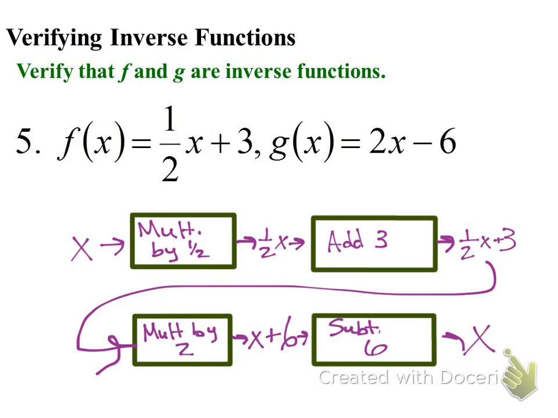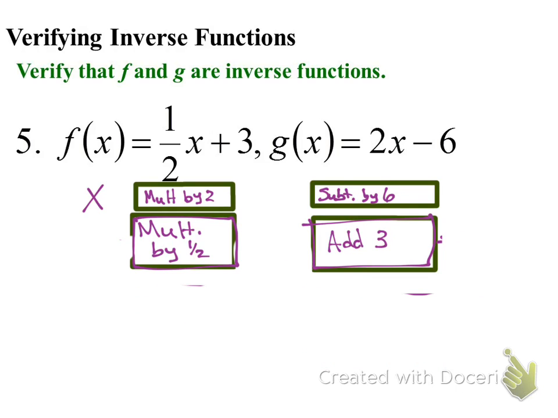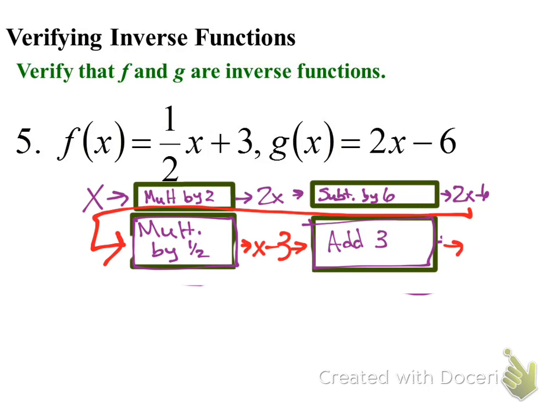What if I reverse that order? If I start with the input and multiply by 2, and then subtract 6, we actually end up with g's function. But what if I take that expression and plug it into f's function? What happens? We do just get to x.